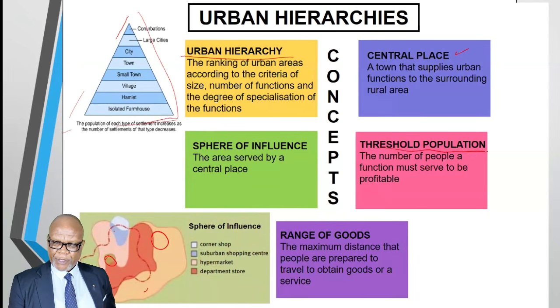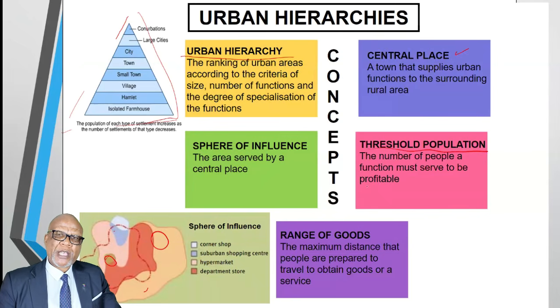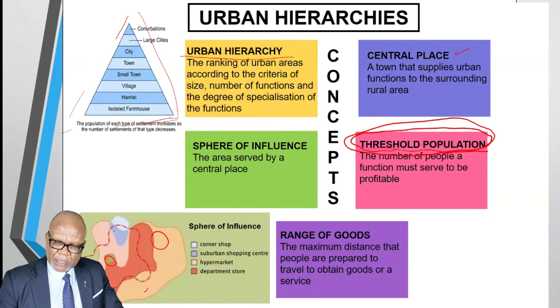Then we have what we call threshold population. What is threshold population? It refers to the number of people required to make a business profitable. So for the school to function, it takes the learners from that surrounding area. So those learners become the threshold population of a particular school. So this is simply the number of people a function must serve to be profitable, or the number of people required to make a business profitable. So that is threshold population.